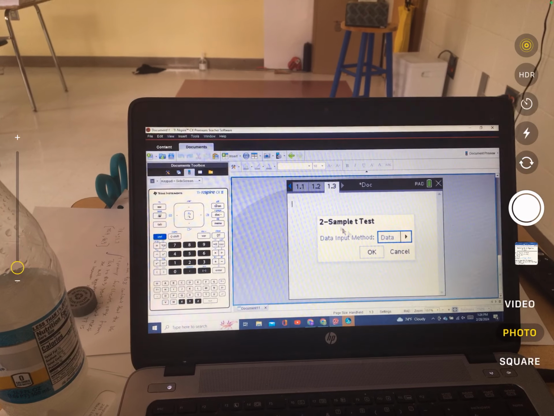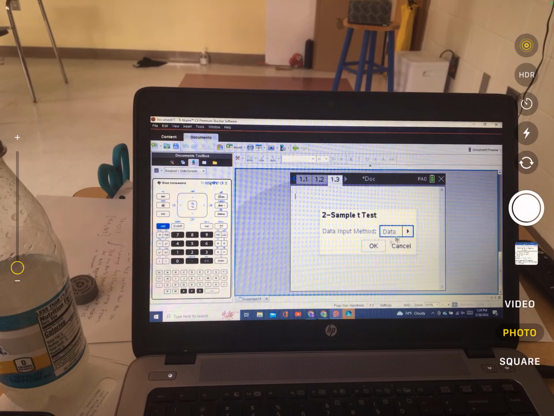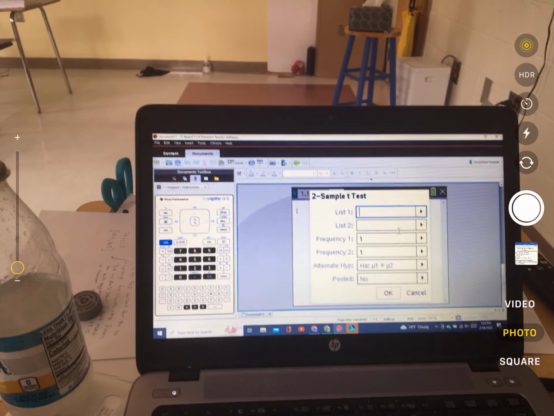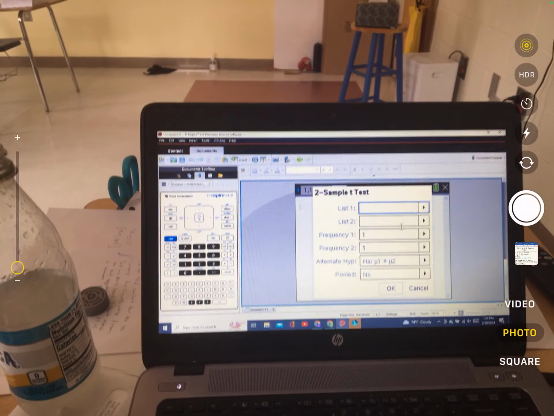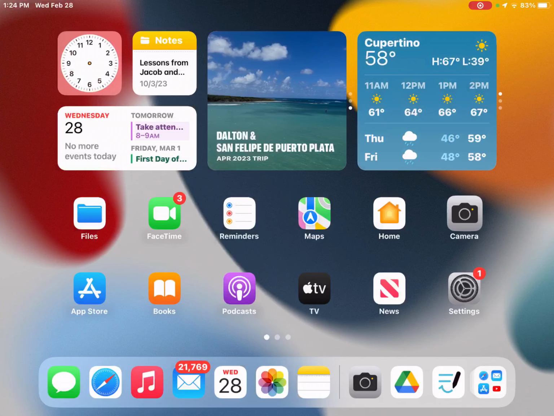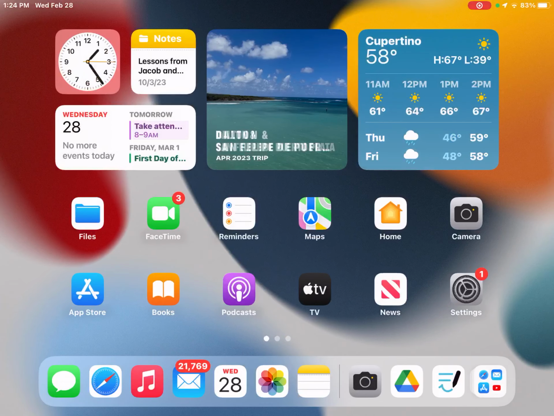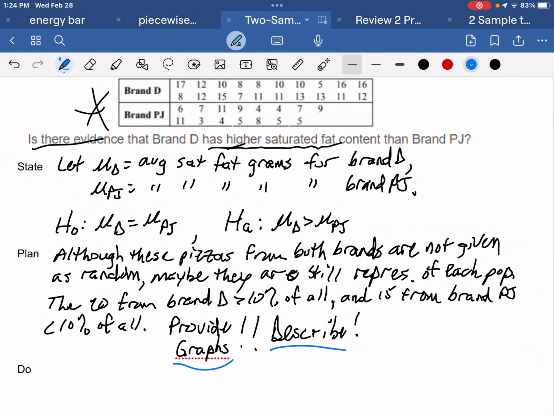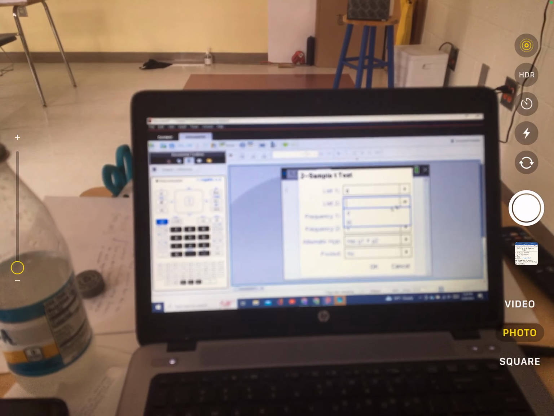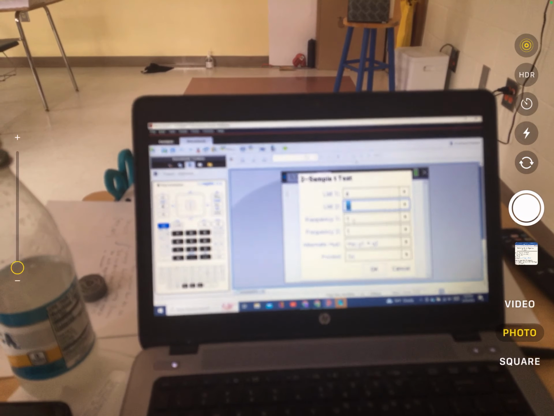Okay, now this time I have data, so I want to leave that as data and say okay. Now list 1, list 2. Well, you know how we listed in our work. Let's see, if I go back to it, sorry about all this, my first, PJ second. So when I go back to the calculator, I want to say that my list 1 is brand D and my list 2 is brand PJ. Leave both of these frequencies at 1 and 1.